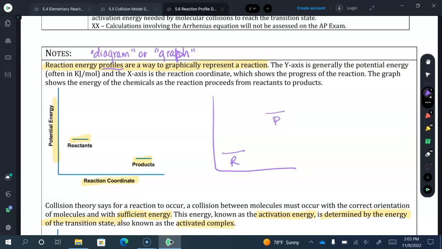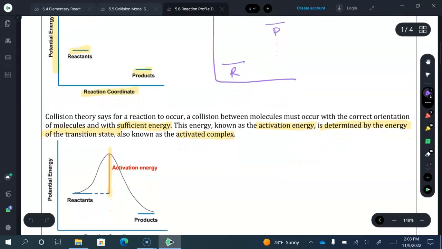The graph shows the energy of the chemicals as the reaction proceeds from reactants to products, and so the reactants can either start higher than the products or start lower than the products, and these are classified as two different types of reactions as endo and exothermic, and we'll look at those more in the future.